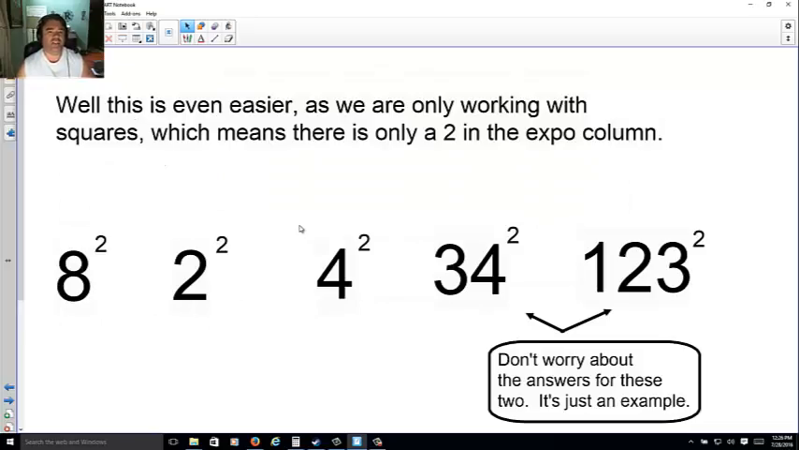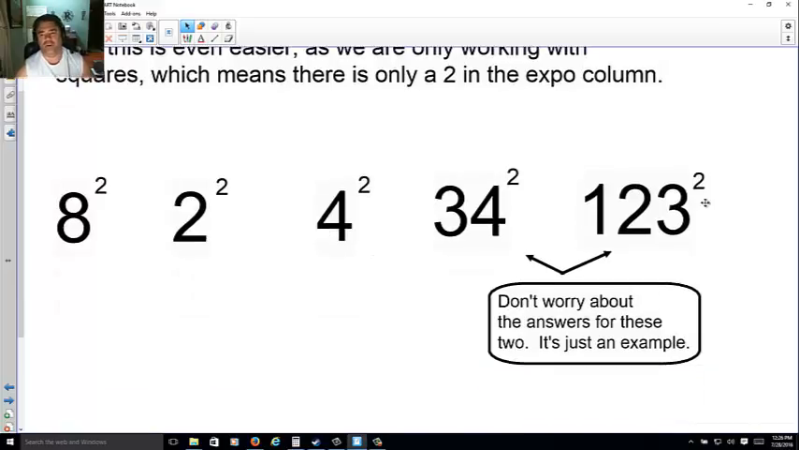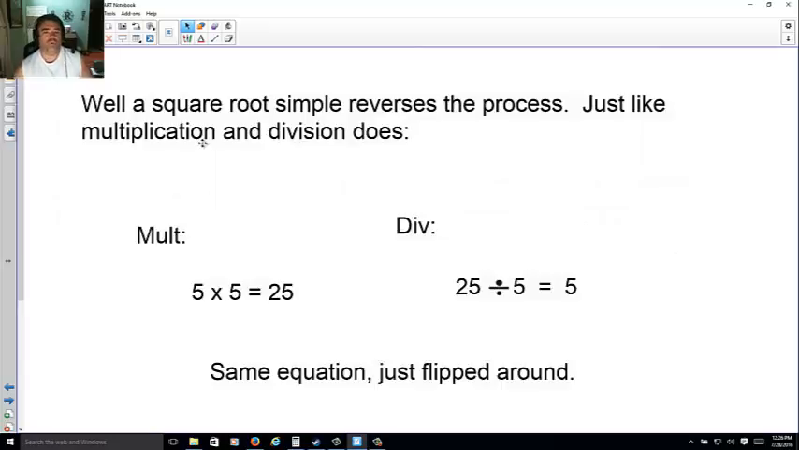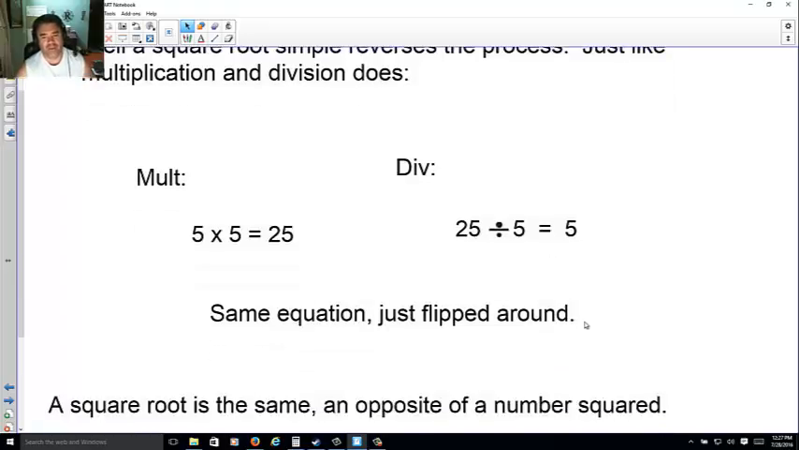What's even easier is that we're only working with squares, which means there's only going to be a 2 in the exponent column. So like 8 squared, 2 squared, 4 squared, whatever the number is, it would just be times itself. Well, a square root simply reverses the process, just like multiplication and division do. Just like 5 times 5 is 25, on the division side 25 divided by 5 is 5. So it's the same equation, it just got flipped around.